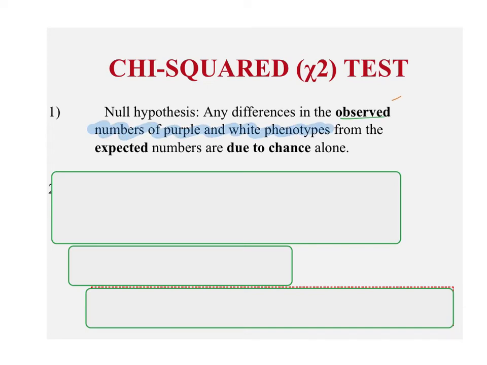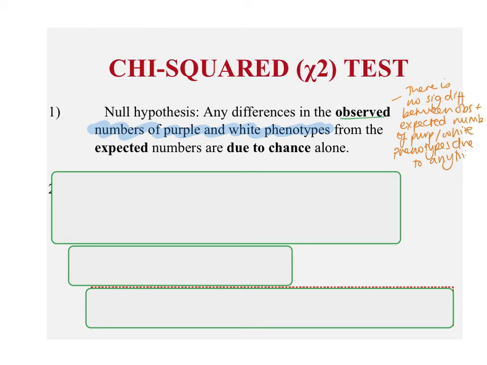And again, there is another way you could write it: there is no significant difference between observed and expected numbers of purple and the white phenotypes due to anything other than chance. Okay, so we've got that horrible scruffy sentence, but you get my drift.